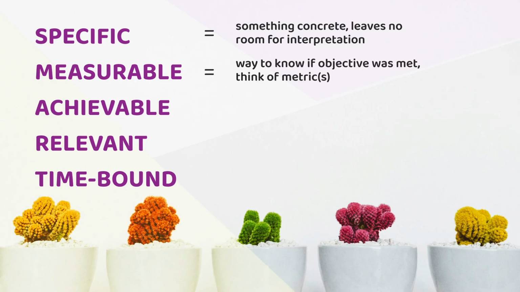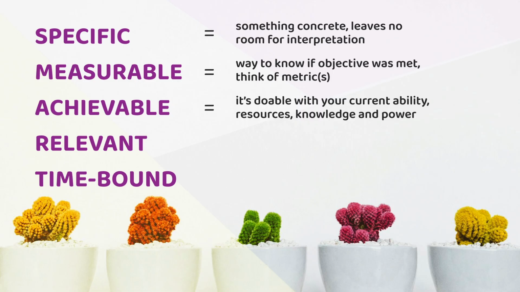Measurable, that's a way to point out if the objective was met in full, partially, or if it wasn't met, think of the metric or metrics you need to evaluate the objective. Achievable means it's doable, so within your current ability, knowledge, and power. At times it can be slightly more than you can handle, but you need to push maybe your limits, get out of your comfort zone, and you should be able to succeed. Relevant, this is what makes the objective relatable to the goal.